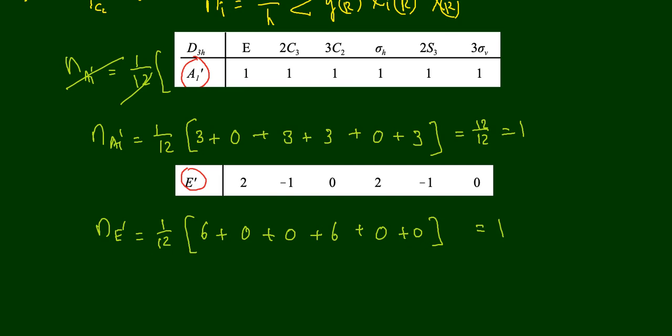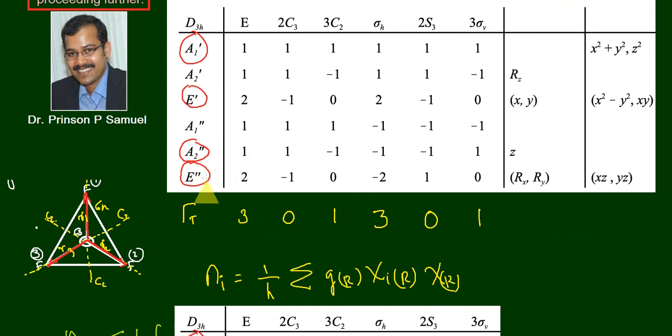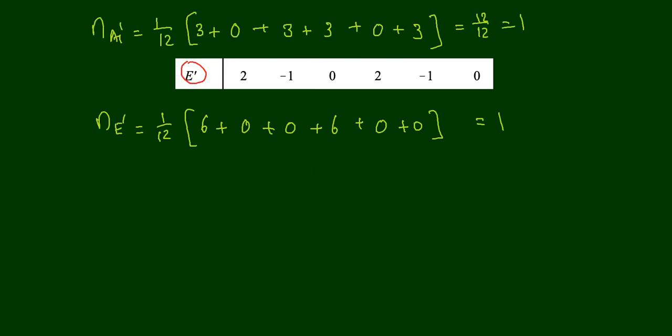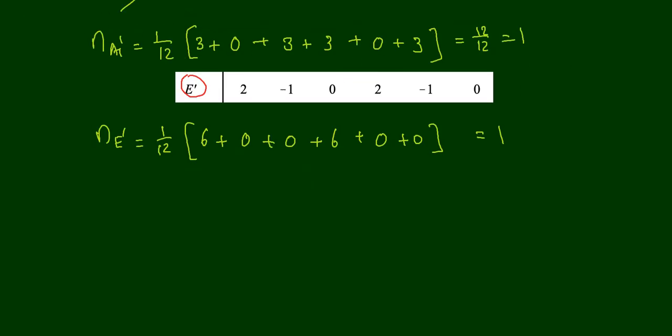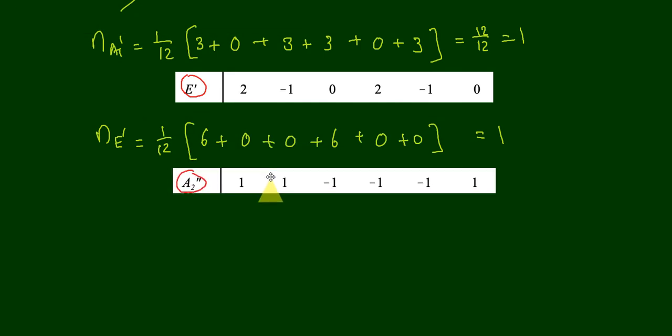And now I am going to calculate for the next one, A2 double dash, this one. So let me take the A2 double dash from here and put it down, and I calculate for A2 double dash. In the A2 double dash, we have 1, 1, minus 1, minus 1, minus 1, minus 1, then the last one is 1.